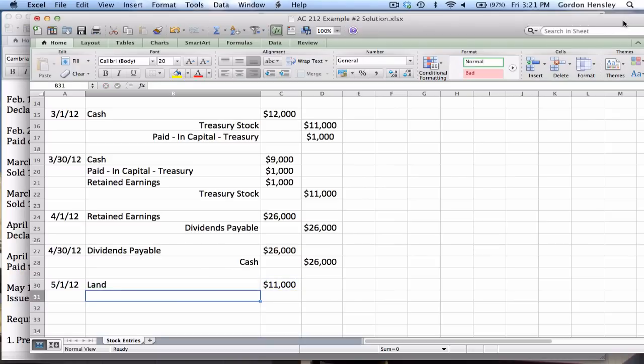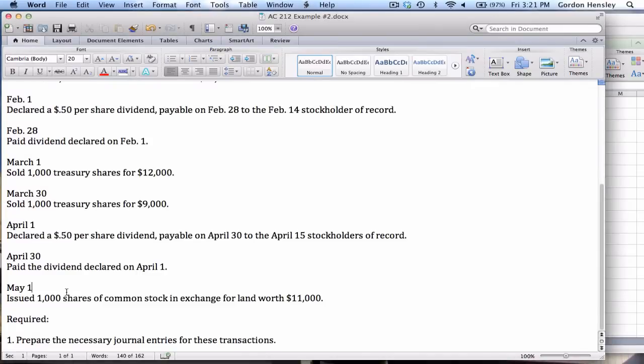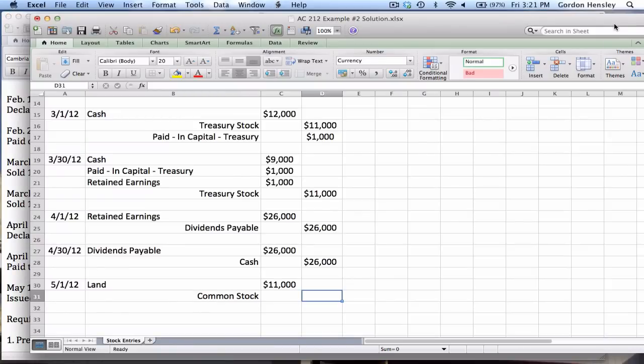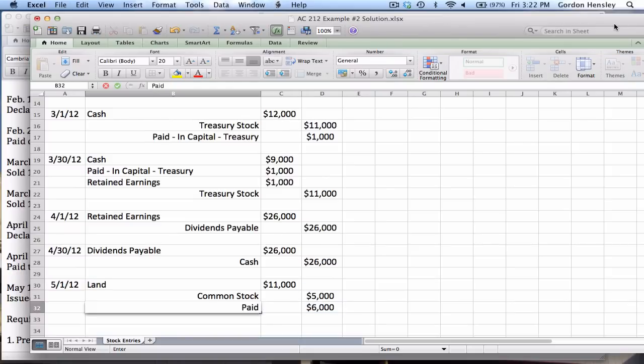Now, what are we going to give up for this land, or what are we going to issue for this land? Common stock. How many shares? 1,000 shares. Well, remember, I have to use the par value. This stock has a $5 par, so that has to be $5,000. So that leaves an additional $6,000. And where is that going to go? That's going to go to my paid-in capital, but it's my paid-in capital on the common stock.